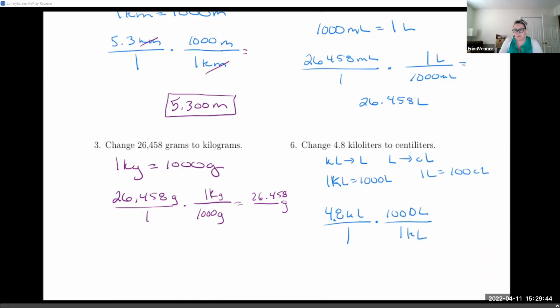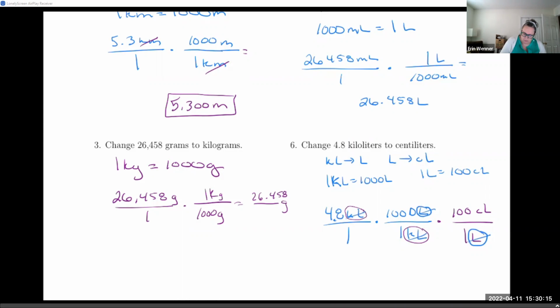Again, why are we doing it this way? We're doing it this way because we need kiloliters to be diagonal, right? If this one's up here, that same unit of measure needs to be below it. And then we're going to multiply by 100 centiliters over 1 liter. Again, why? Because we have a liter up here, so we need a liter down there so that these cancel with each other. We're multiplying straight across.